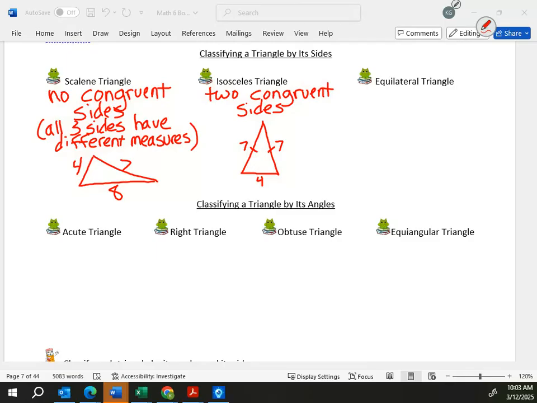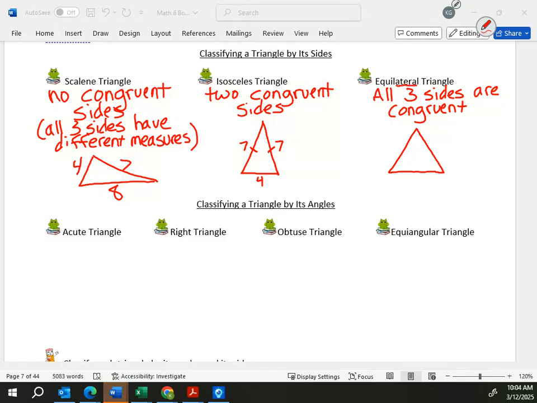Our last side triangle is an equilateral triangle. What does equilateral mean, Bridget? All three sides are congruent. So when we draw a picture of that triangle, you're going to try to make them all look to be the same.